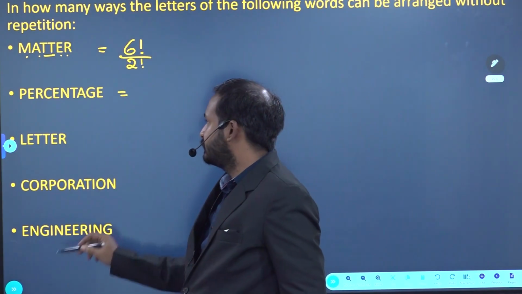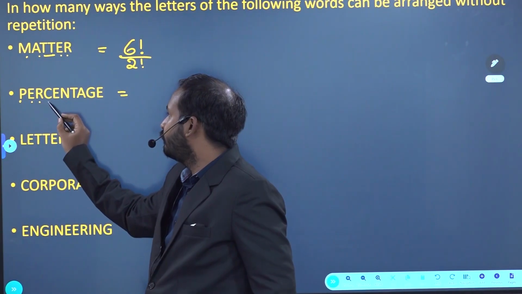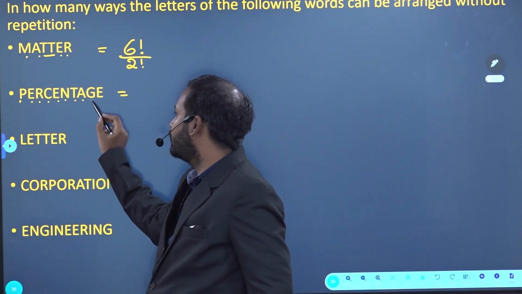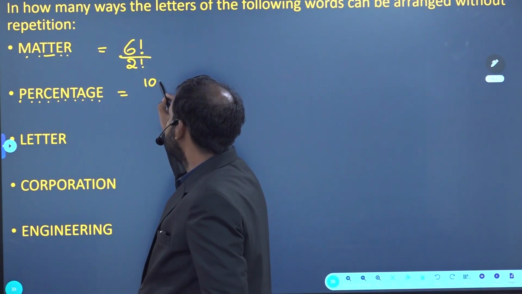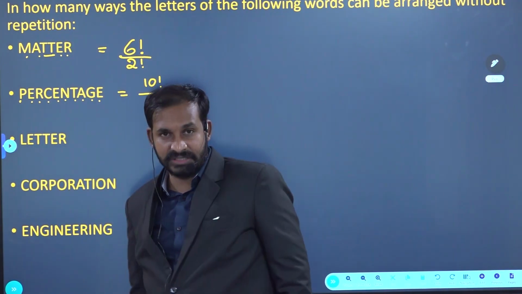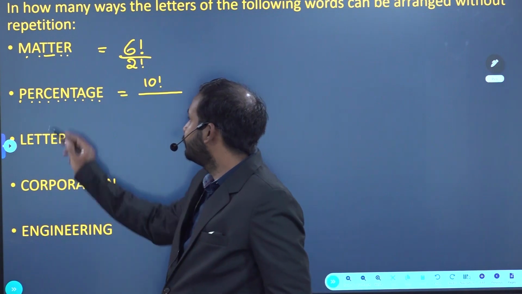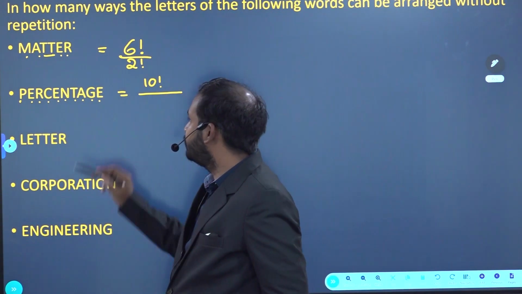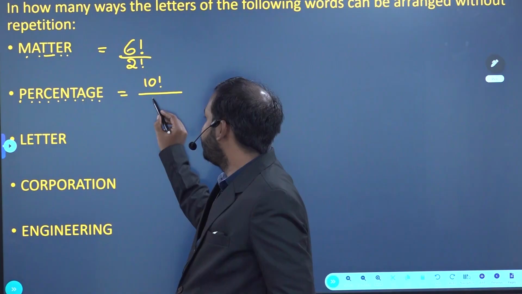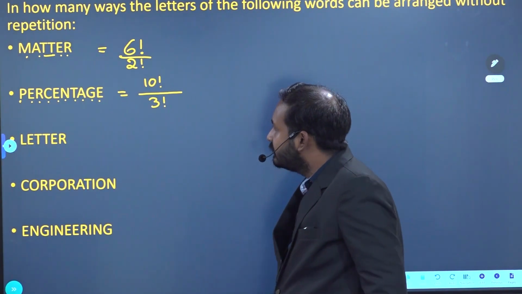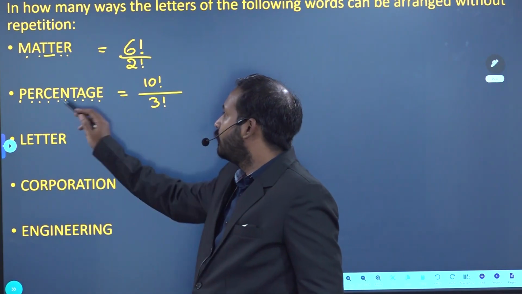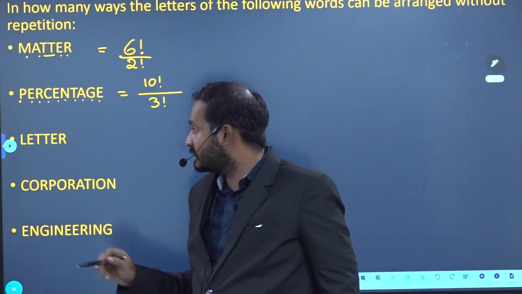Next, percentage. 1, 2, 3, 4, 5, 6, 7, 8, 9, 10. So total how many are there for me here? 10 letters. So 10 factorial ways. But here I have some repetition, right? What is that repetition? E was repeated 3 times, so I will write it as by 3 factorial. Is there any other letter repeated in this word? No, it is not repeated. Only E was repeated 3 times, so 3 factorial.